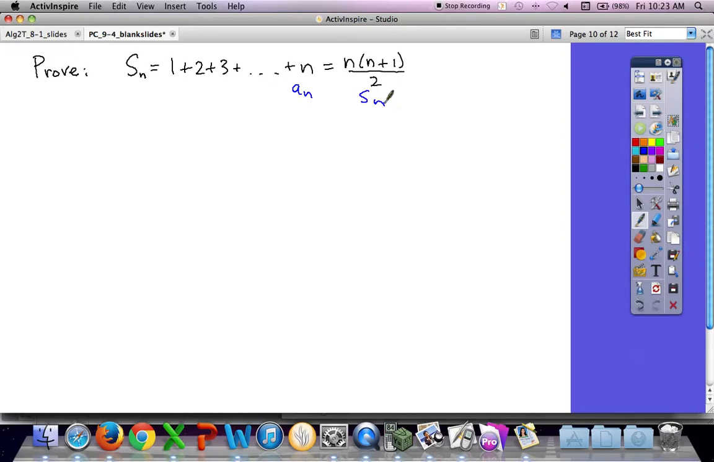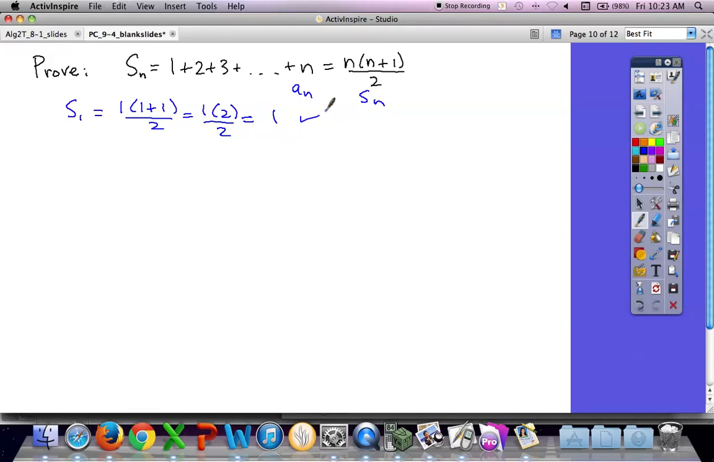Make sure it works for n equals 1. So let's see. S_1 equals, and now I'm plugging into that formula, 1 times 1 plus 1 divided by 2, which is 1 times 2 over 2, which is 1. That's what the formula says the sum of the first term is. What is the sum of the first term? It's 1. So that checks. We did that part.